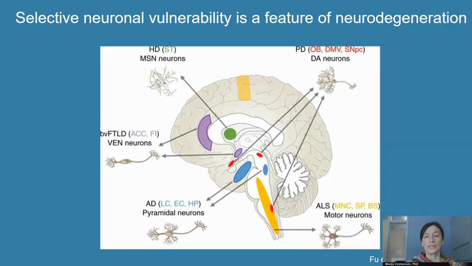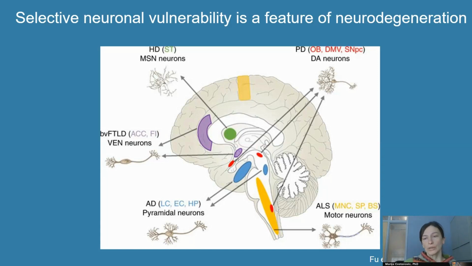Similarly in Huntington's disease, despite the mutant protein being expressed throughout the brain, it is the medium spiny neurons, particularly D2 receptor expressing medium spiny neurons in the striatum, that are particularly vulnerable in disease. That means they show the most pathology, usually the earliest pathology, and they're the first neurons to die.